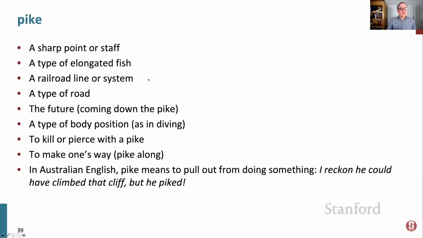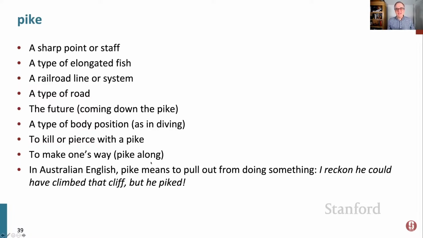It was used for railroad lines. Maybe that usage isn't used much anymore, but it certainly still survives in referring to roads. So this is like when you have turnpikes. We have expressions where pike means the future, like coming down the pike. It's a position in diving. The divers do a pike. Those are all noun uses. There are also verbal uses, so you can pike somebody with your pike. Different usages might have different currency. In Australia, you can also use pike to mean that you pull out of doing something, like I reckon he's going to pike. I don't think that usage is used in America, but lots of meanings.